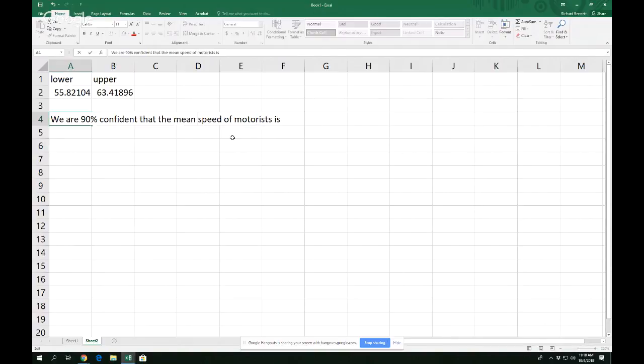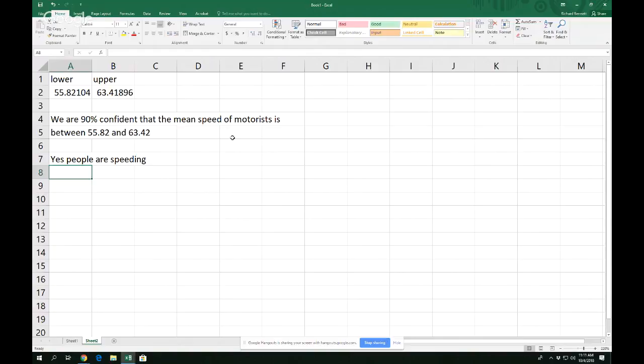The mean speed of motorists is between 82, we'll stop there, and 63.42. So let me ask you a question. If the speed limit is 55, can you say confidently that people are speeding? Yes, because 55 is lower. So at a 90% level, we could say yes. Now, what's the probability you're wrong? 10% chance you're wrong.